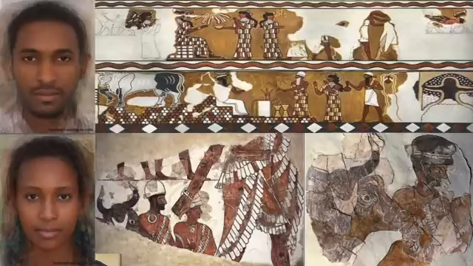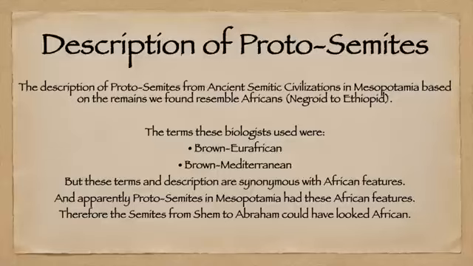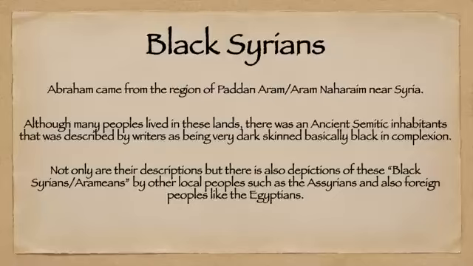And of course, I have to the far left hand side of the image people who are brown skinned, dark haired, and dark eyed. I would say that this is sort of what they could have looked like in the flesh. So, the depiction of proto Semites from ancient Semitic civilizations in Mesopotamia, based on the remains we found, resemble, I would say, African or Ethiopic peoples.